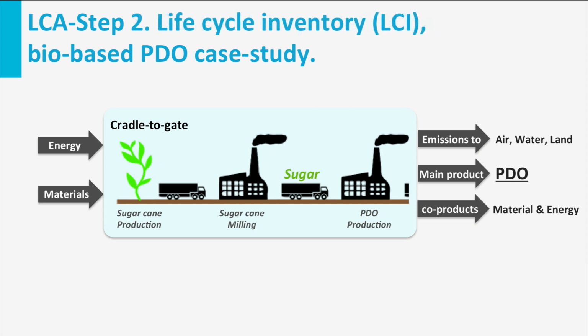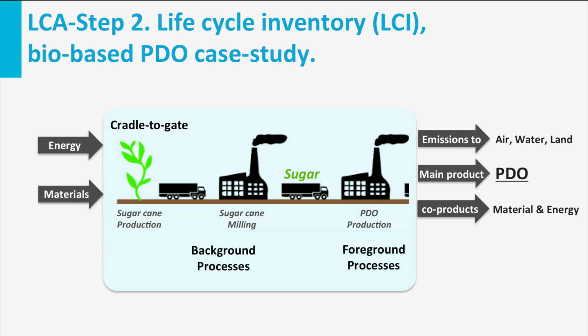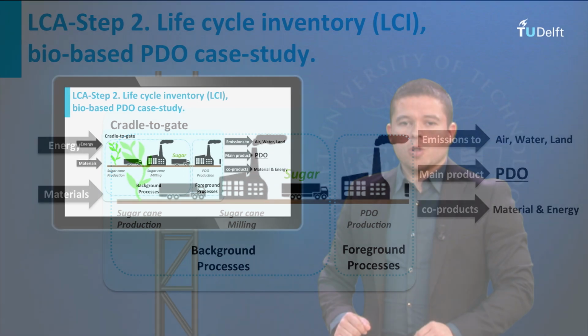In the second step of the LCA, the life cycle inventory, LCI, data collection is one of the major activities. The type of data and their collection typically relates to 2 types of systems: background systems and foreground systems. Foreground systems refer to specific data needed to model a specific system, in this case the PDO production from sugar. Background systems refer to generic materials, energy, transport, and waste management systems. This data can typically be found in databases and in literature.